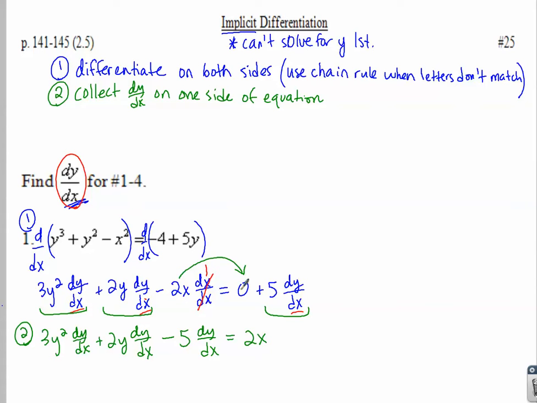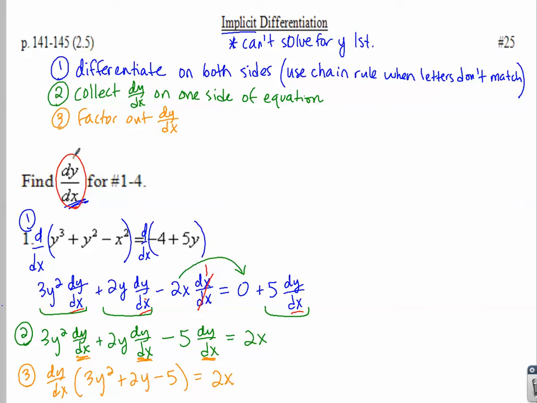So I've collected all my dy/dx's. Now, we want, ultimately, eye on the prize, get dy/dx by itself. So I have the dy/dx's together. I can't combine them because they're not like terms, but I can factor out that common dy/dx. Let's see what that looks like. dy/dx, 3y squared plus 2y minus 5. So step 3, factor out the common dy/dx, because eye on the prize, that's where we're trying to go.